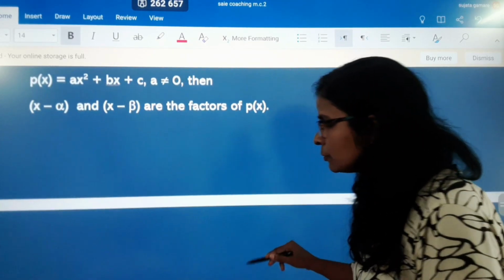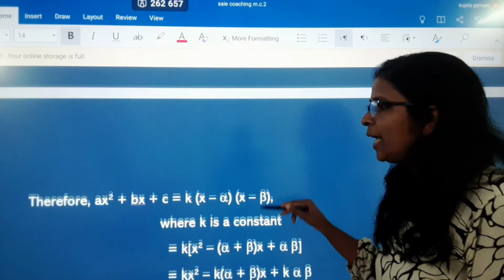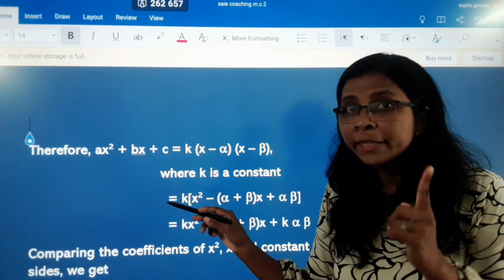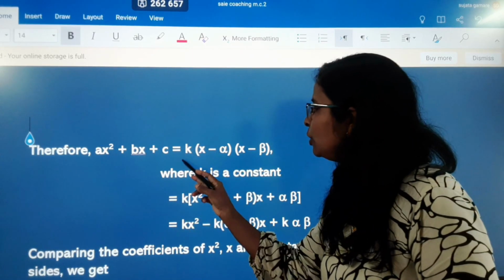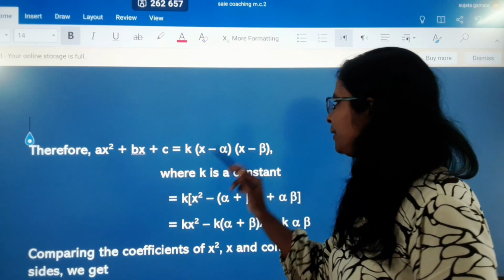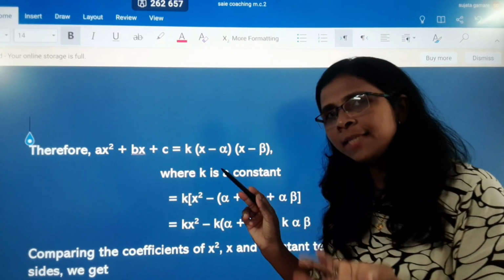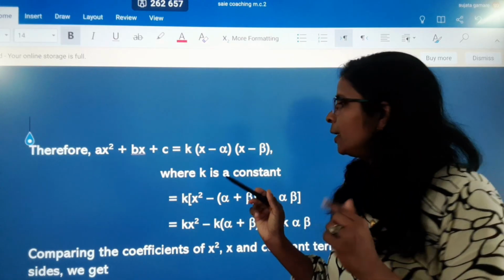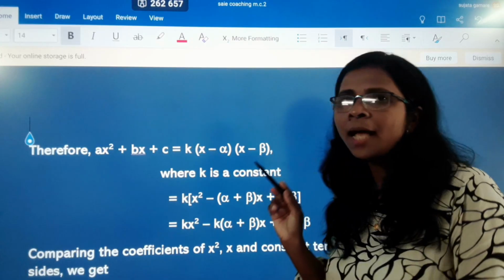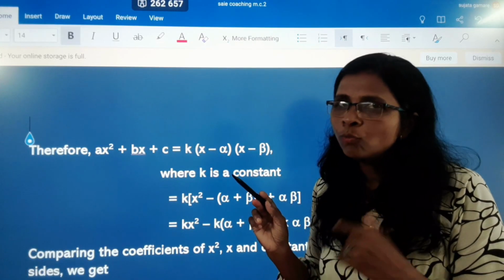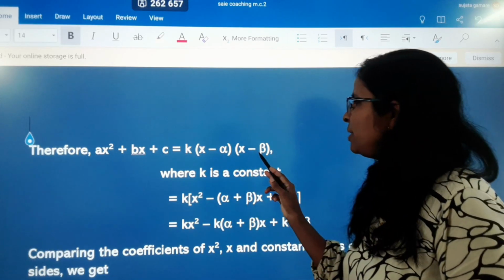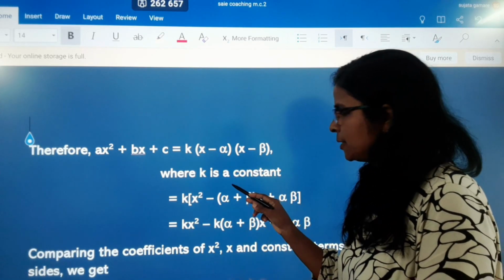Now, therefore, ax square plus bx plus c, which is our quadratic polynomial, is equal to k times x minus alpha in the first bracket, x minus beta in the second bracket. What is the k? K is a constant. X minus alpha and x minus beta are our factors, so we write here in the first bracket x minus alpha and x minus beta in the second bracket, and k is a constant.